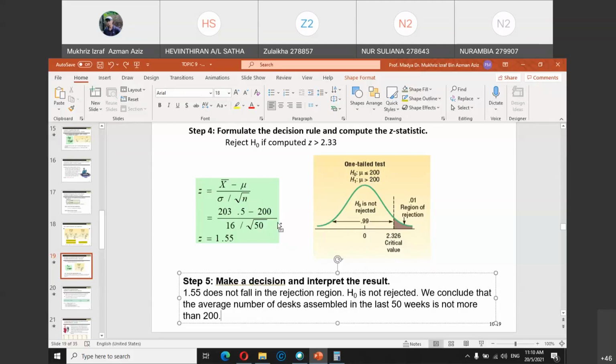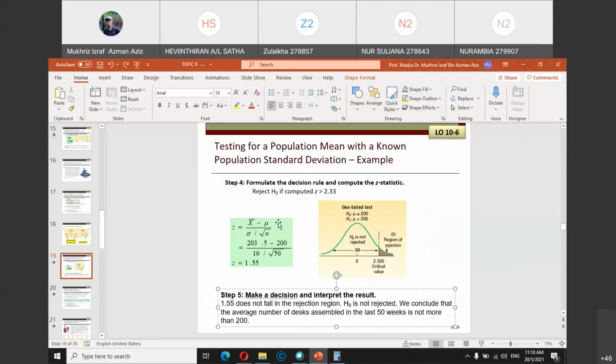Whether it's Z or T, it is still the same, meaning the process of locating your critical value and constructing your H1 is the same. The only difference is whether you're using the Z or the T distribution table.